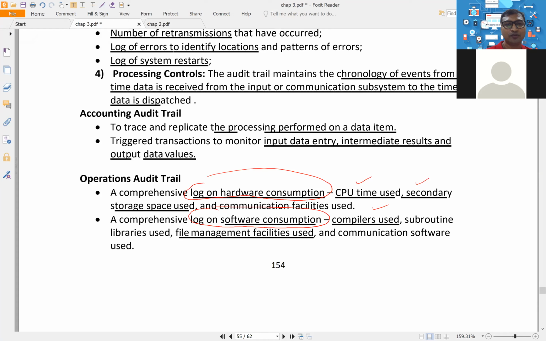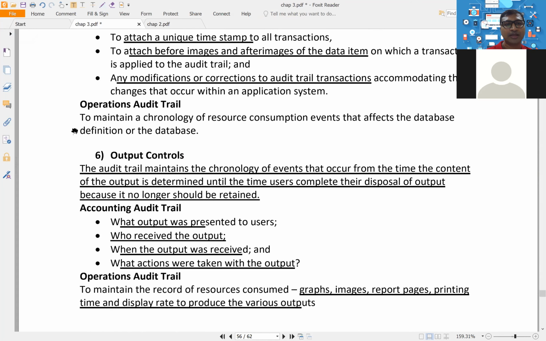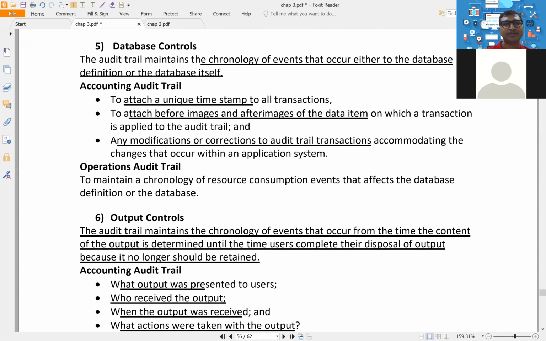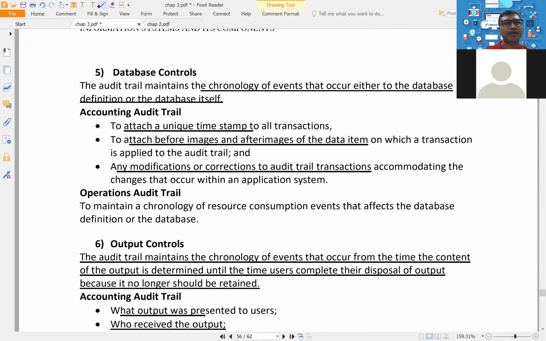Okay, and then you will get database control and finally output control. Database control is nothing but repetition of what we have learned in database. Like whenever you update, you should always put time and date so we can compare. Attach before image and after image of the data. Here also I have given an example.